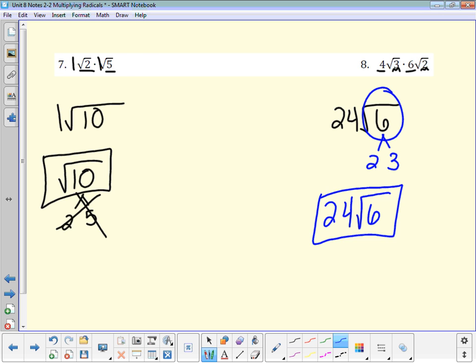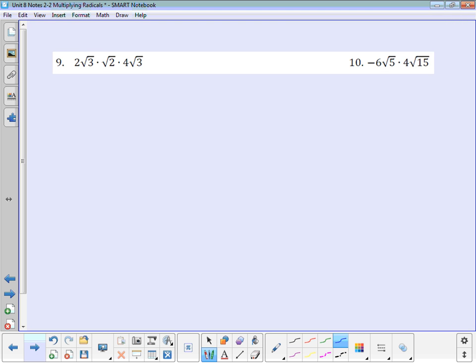Okay, let's take a look at number 9. So number 9, we're actually multiplying 3 terms together. So the first thing I'm going to do is I'm going to multiply those outside numbers. Remember, this is the same as there being a 1. So I have 2 times 1 times 4. That's going to give me 8 on the outside. Next, I need to multiply underneath the square root. So 3 times 2 times 3. Well, 3 times 2 times 3 gives me 18. So right now what I have, oops, this should be 8, not 18.